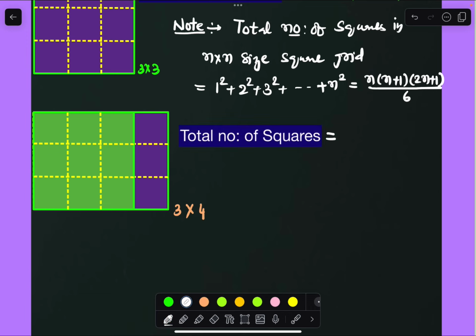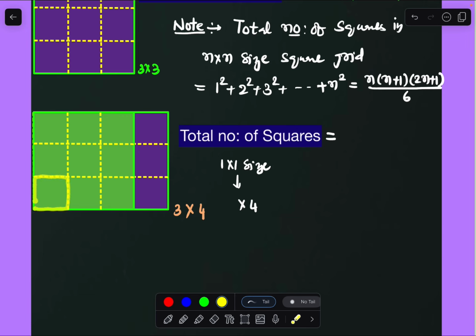First I want 1 by 1 unit size squares. So how many 1 unit size squares are there in one row? We can check it. 4 squares are there in one row.